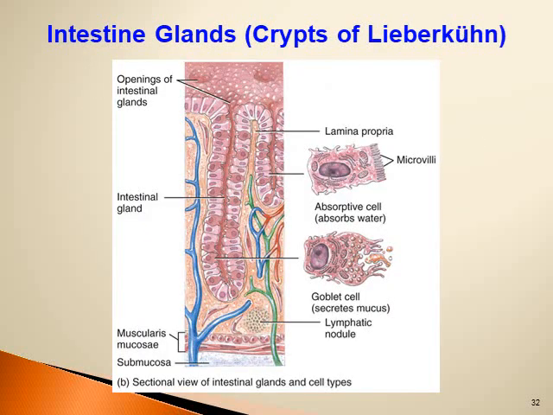Here we can see a drawing of the large intestinal mucosa with a large intestinal gland, or crypt of Lieberkühn. As you can see, this is the mucosa lining the large intestine with the opening for the intestinal glands. The large intestinal glands contain absorptive cells that absorb water and goblet cells like the cells present on the surface mucosa. So there are no secretory cells in the large intestinal glands.